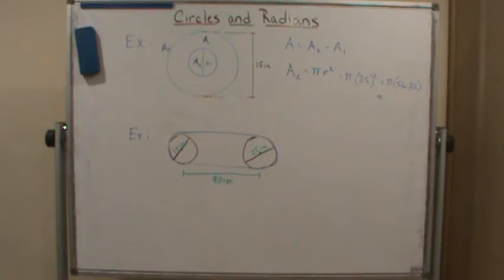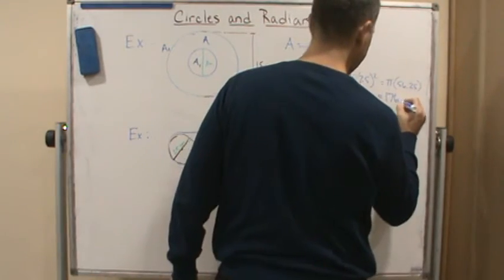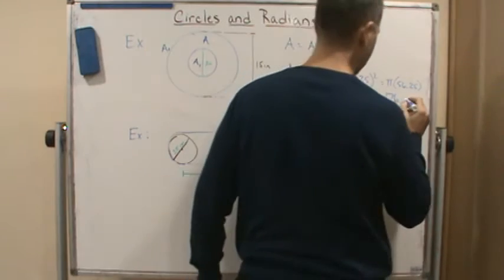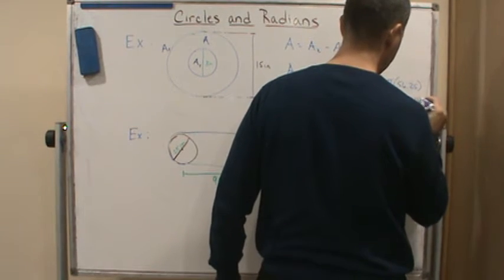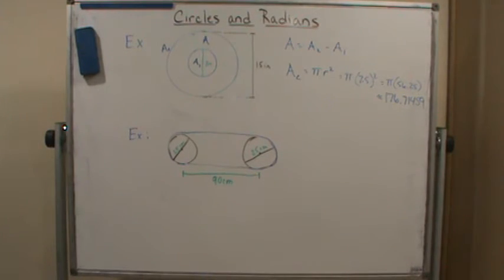is 176.71459. I'm going out several decimal places because, again, I don't want to round until I get my final answer, and then I'll round to the nearest tenth.